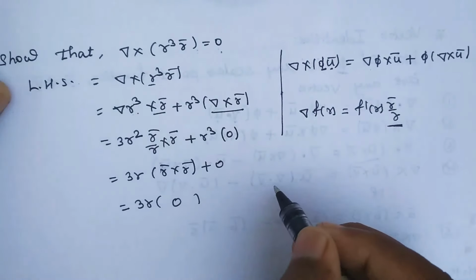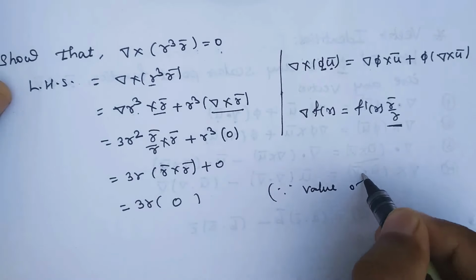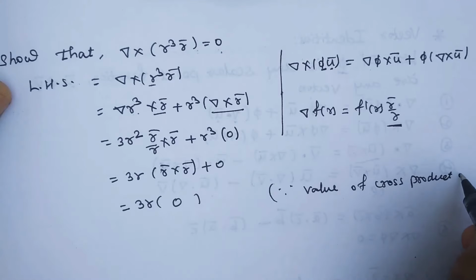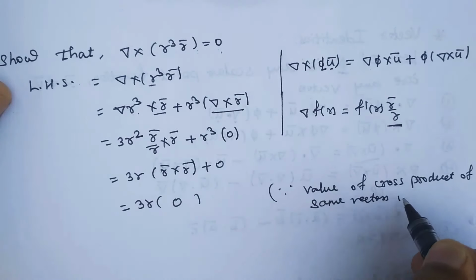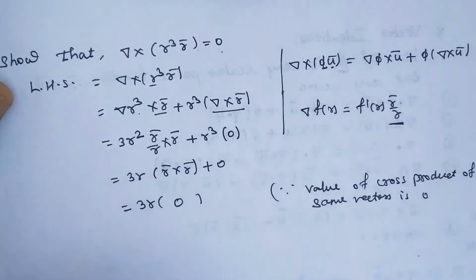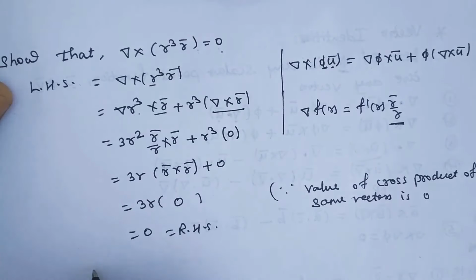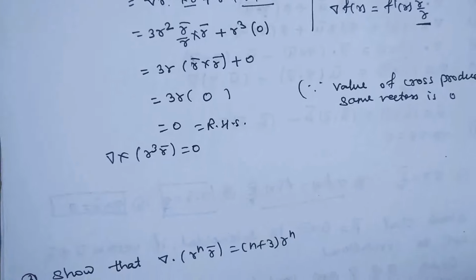Note this step: the cross product of the same vectors is 0. So this is equal to 0, that is RHS. So we proved that del cross r cube into r bar is equal to 0. That is the proof.